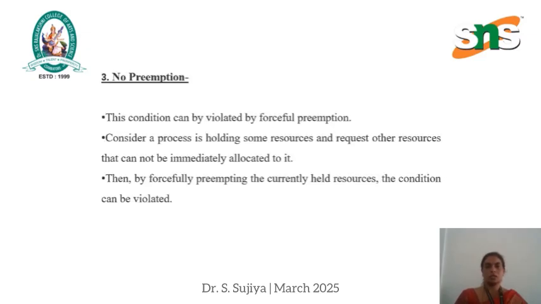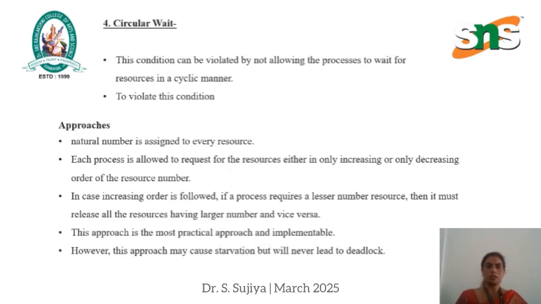No preemption is a condition where a process holds some resources and requests other resources that cannot be immediately allocated to it. In forceful preemption, the currently held resources are removed, and this condition can be violated. Circular wait: this condition can be violated by not allowing processes to wait for resources in a circular manner.